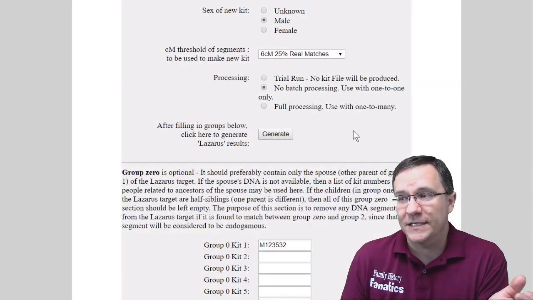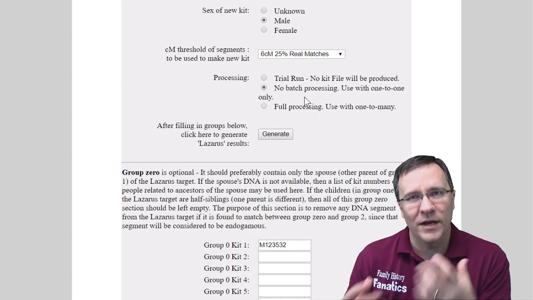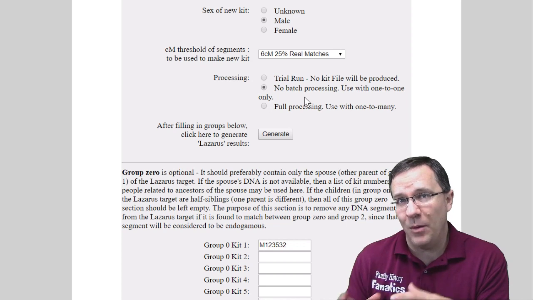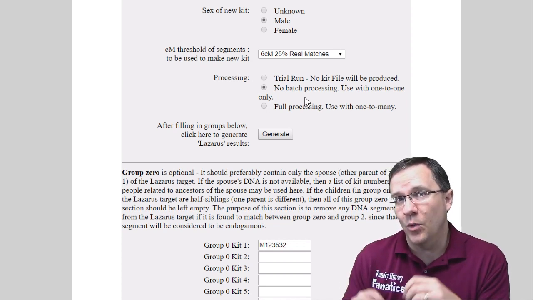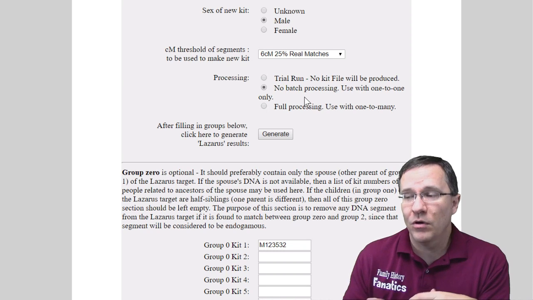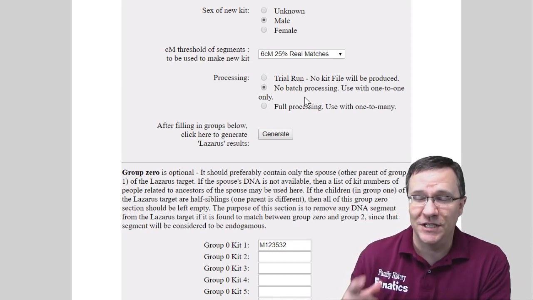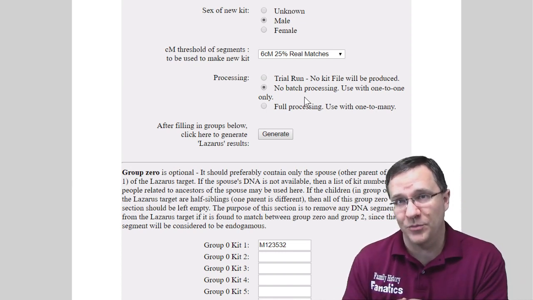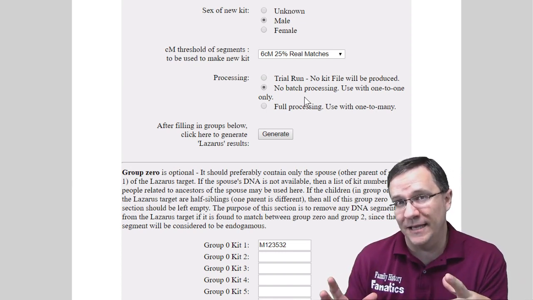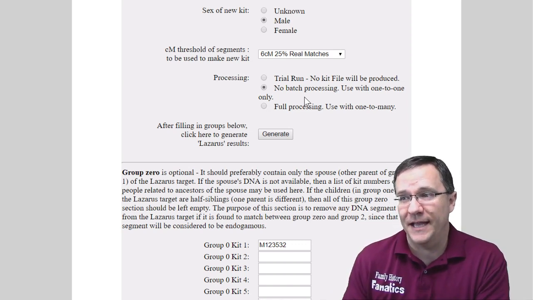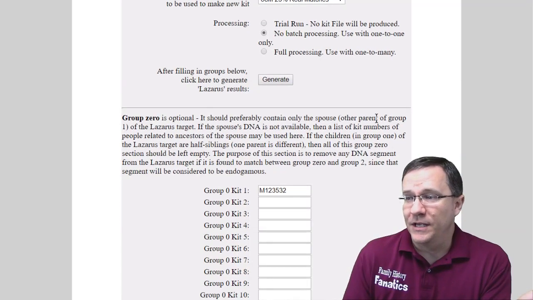The next step is the processing. Now you can do a trial run, which is just going to let you know what kind of information is there and whether or not it's going to be able to find everything. Or you can do the no batch processing, and that will allow you to do one-to-one matches, but it won't allow you to do one-to-many matches. Or you can do the full processing. Now, if you are just playing around, I would suggest that you stick with the trial runs or the no batch processing until you can create a good kit that has enough to do the one-to-many and do the full processing on that. So then it is time to start entering our kit numbers.